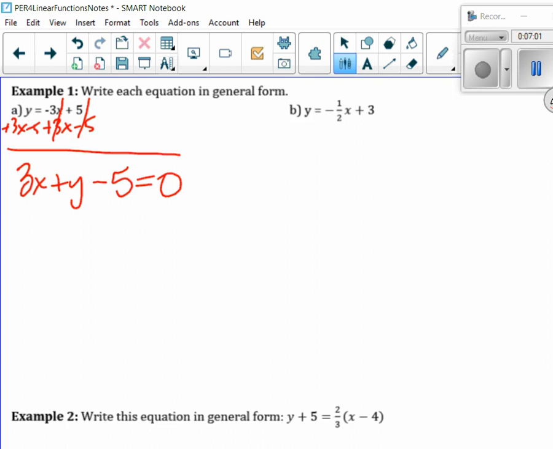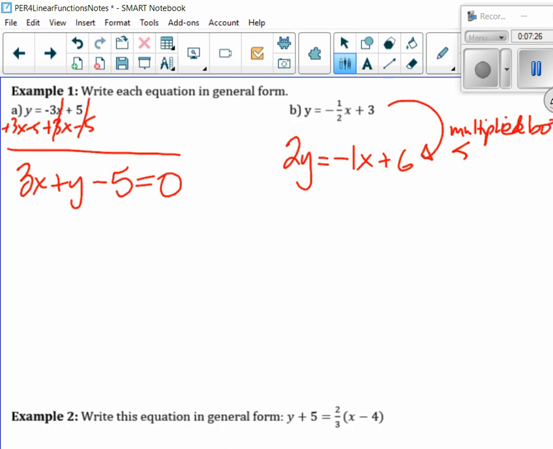So what do I get on the left side? 2y. What do I get on the right side? Negative, okay, I'll put negative 1x, but you don't really need that. And what do I get with a 3? Plus 6. Okay, so what I did from this step to this side is I multiplied both sides by 2. Okay? Everybody good?